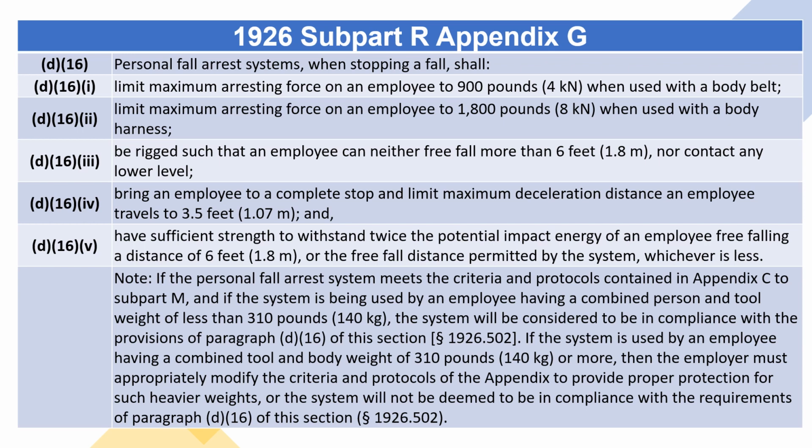Note: if the personal fall arrest system meets the criteria and protocols contained in Appendix C to Subpart M, and if the system is being used by an employee having a combined person and tool weight of less than 310 pounds (140 kilograms), the system will be considered to be in compliance with the provisions of paragraph D16 of this section, section 1926.502. If the system is used by an employee having a combined tool and body weight of 310 pounds (140 kilograms) or more, then the employer must appropriately modify the criteria and protocols of the appendix to provide proper protection for such heavier weights, or the system will not be deemed to be in compliance with the requirements of paragraph D16 of this section, section 1926.502.